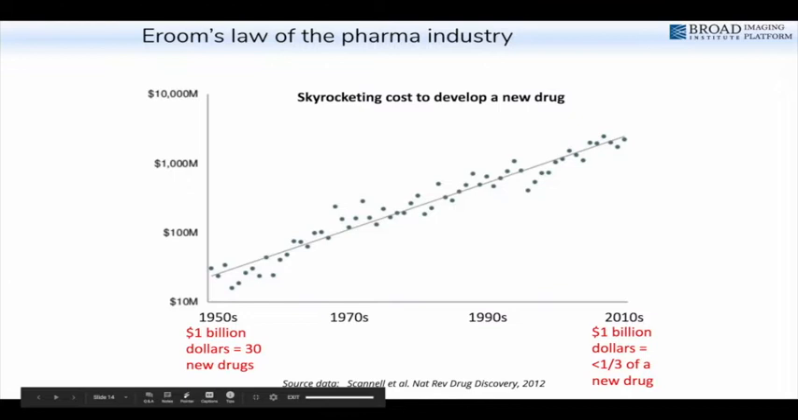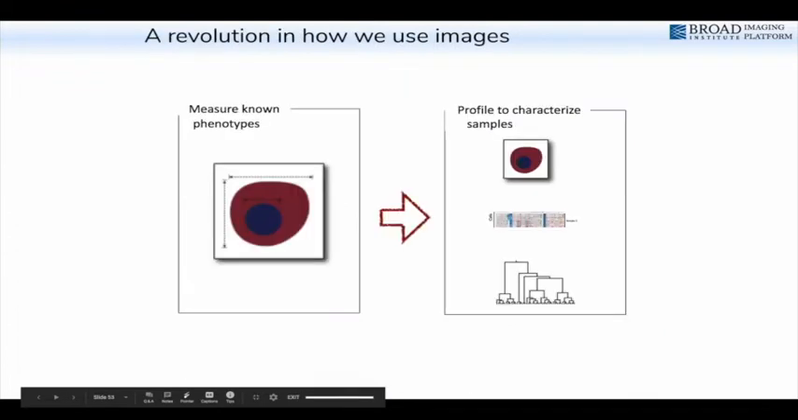And part of my mission is to try to figure out, are there any clever things that we can do with images that can make a dent in this rather depressing plot? So today I want to overview, of course this is not just going to be the work from my own laboratory. I really want to give you a picture of how the world has been changing in terms of how images are used in biology.